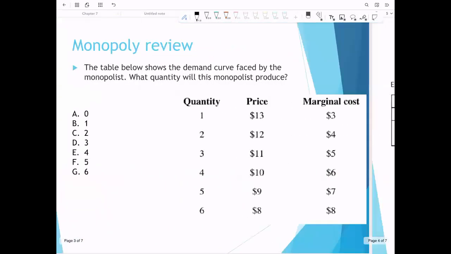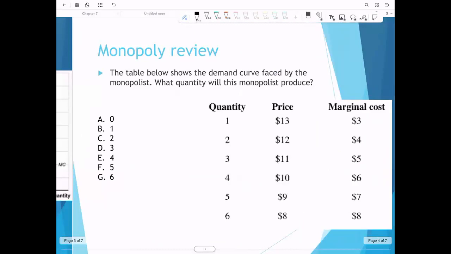So for this question right here, the table below shows the demand curve faced by the monopolist. What quantity will this monopolist produce? Again, to figure out the quantity, we need to know the marginal cost and the marginal revenue. Well, we're not given the marginal revenue curve. We are given the demand curve though, right?